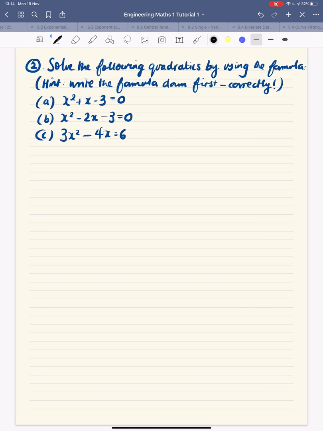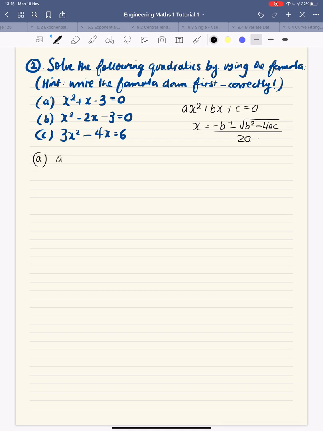Number 2. Solve the following quadratics by using the formula. Write the formula down first correctly. So the formula: ax squared plus bx plus c is 0, x is minus b plus or minus the square root of b squared minus 4ac, all over 2a.